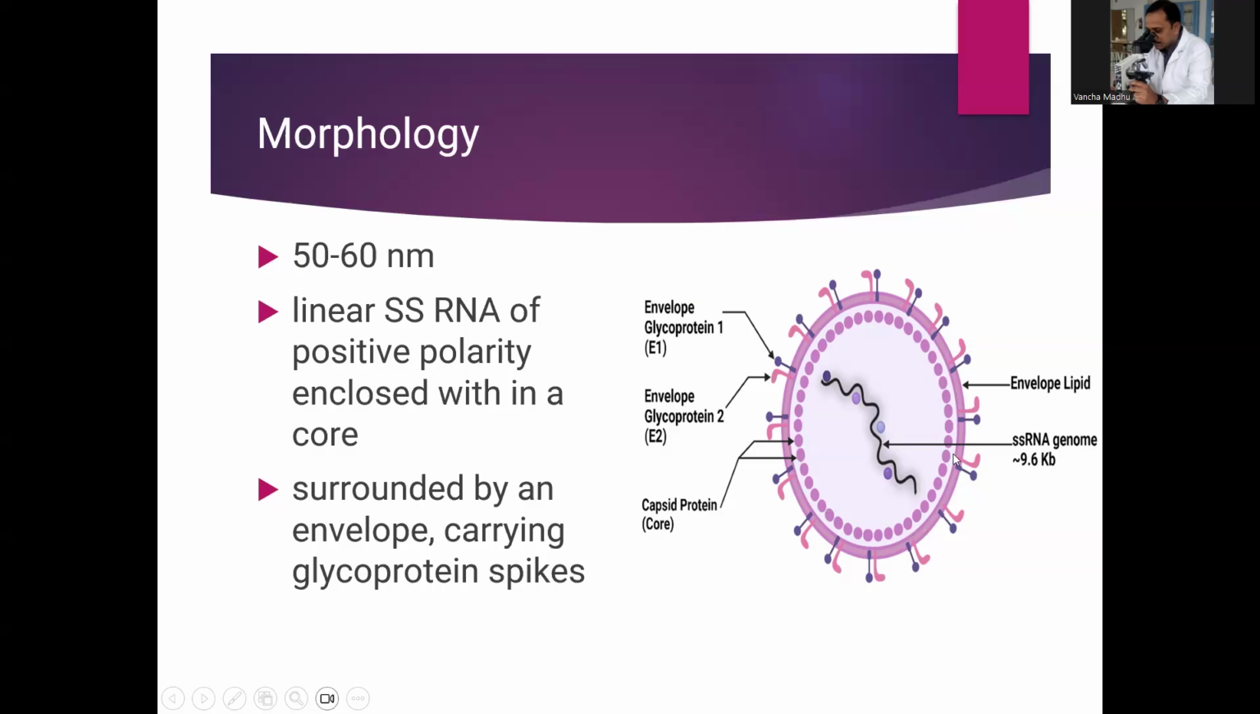And if you observe, this is the core, and this core is surrounded by an envelope. In the picture you can see this is the envelope. The core is surrounded by the envelope, and the envelope consists of glycoprotein spikes. So these are the glycoprotein spikes.